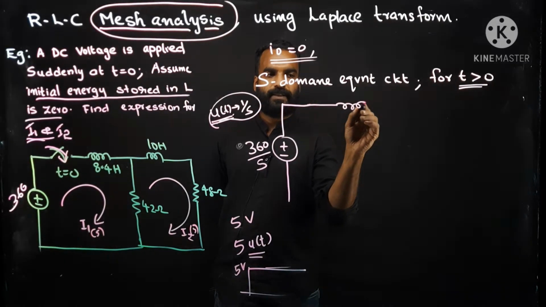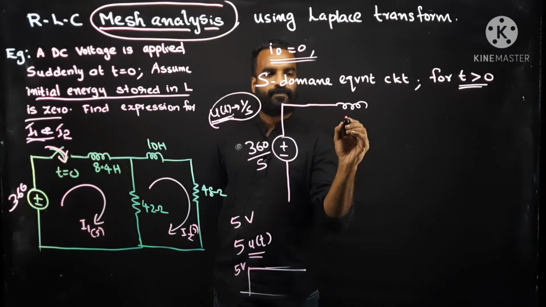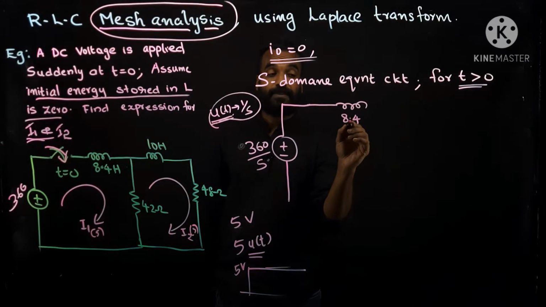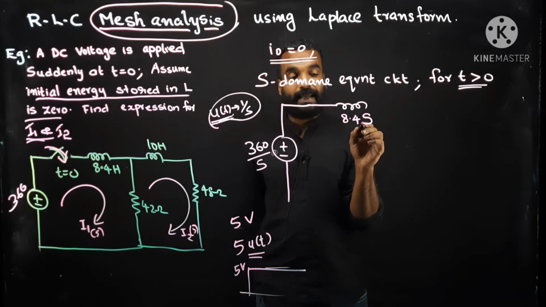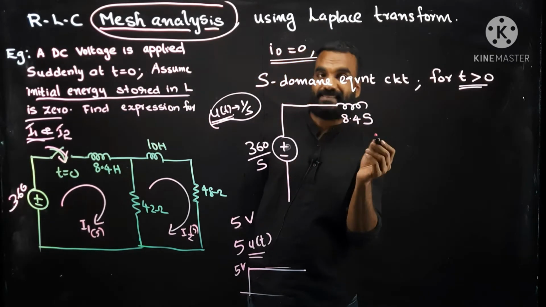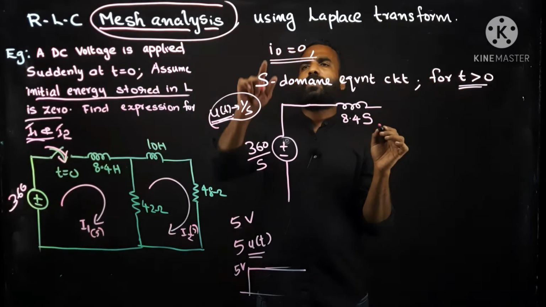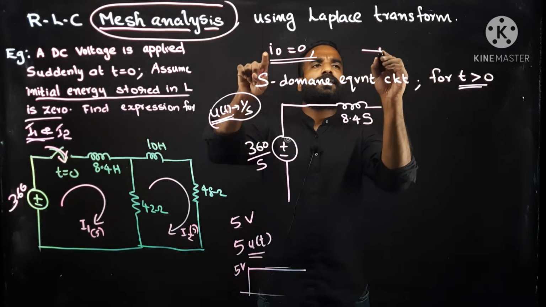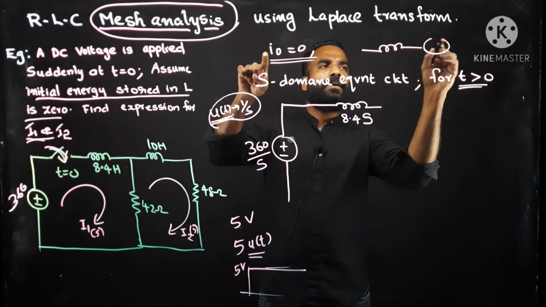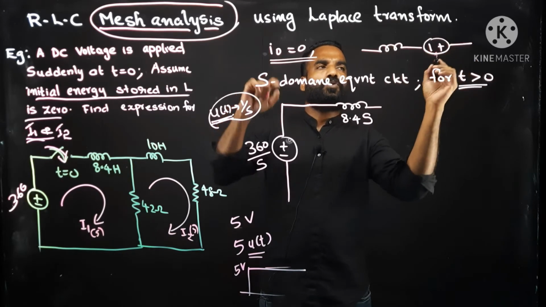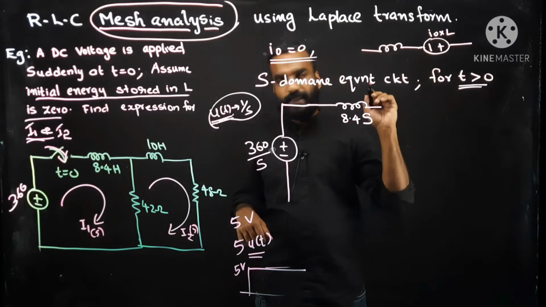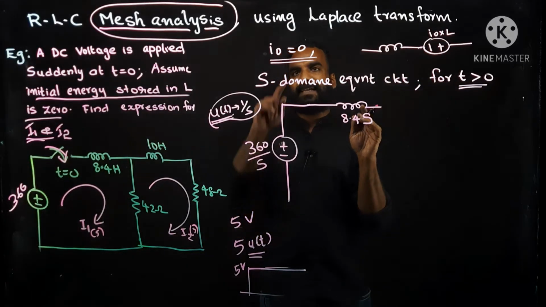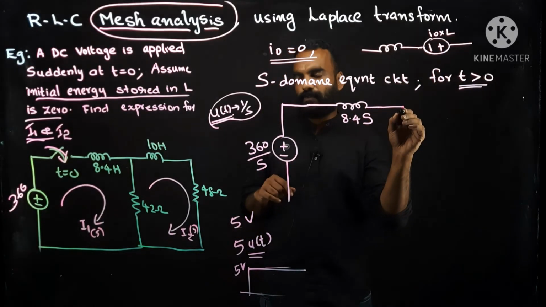And we are having an inductor whose value is 8.4, and as it is in the S domain, L is represented as Ls, and no initial current. If initial current is there, I have to draw like this: I have to connect a voltage source also, and its value will be I0 into L. But in our case, initial current is absent, so no need to connect a voltage source.